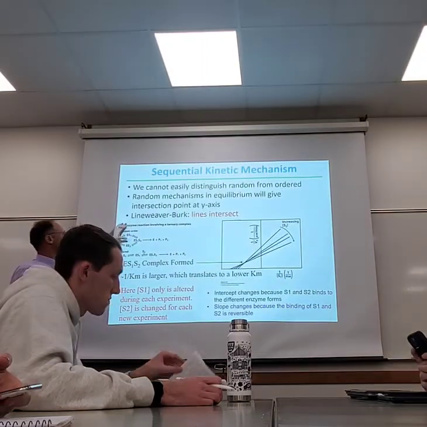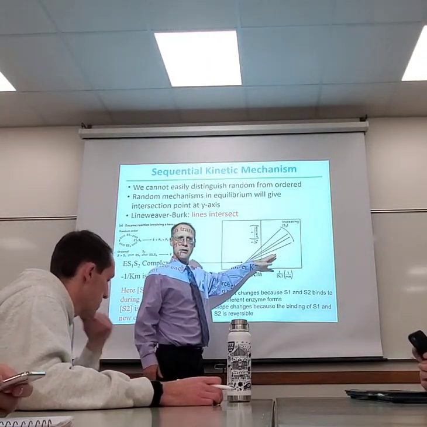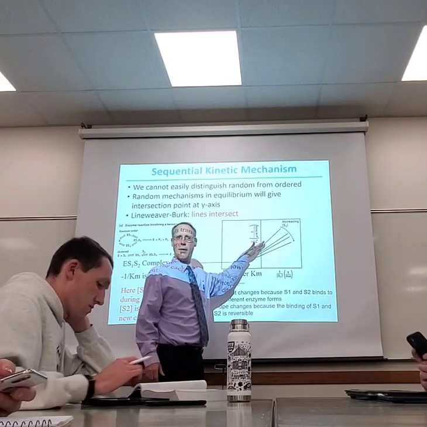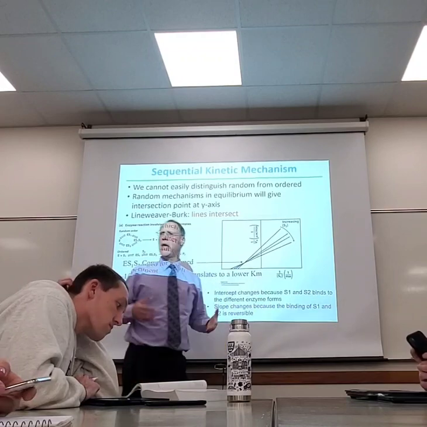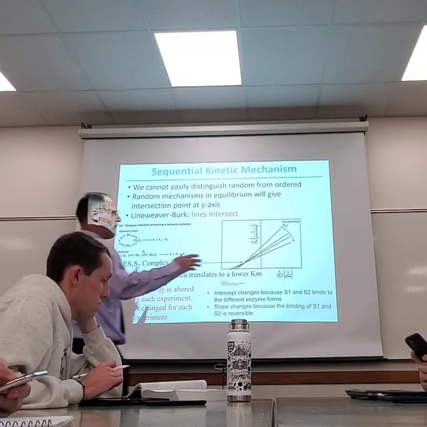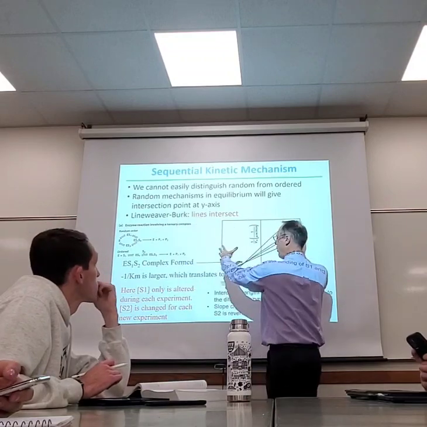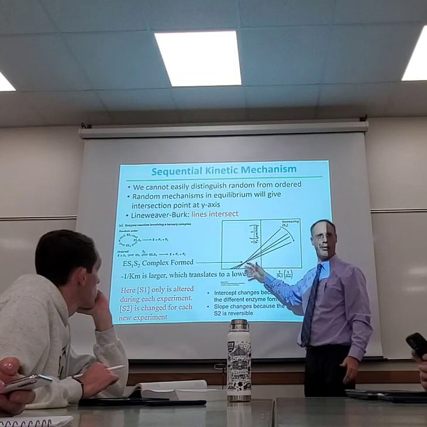So if you look at the ordered or random, these are sequential, they both put this plot out. You actually can't look at the Lineweaver-Burk plot and know what's going on. But this is the first time you've seen a Lineweaver-Burk plot, and then you've seen another one, another one, all plotting on top of each other.